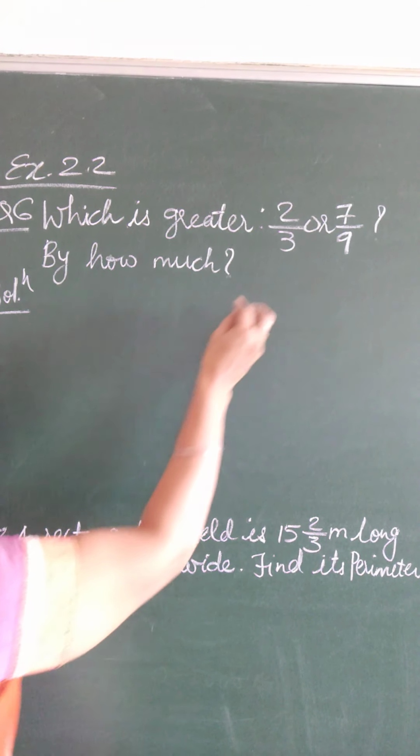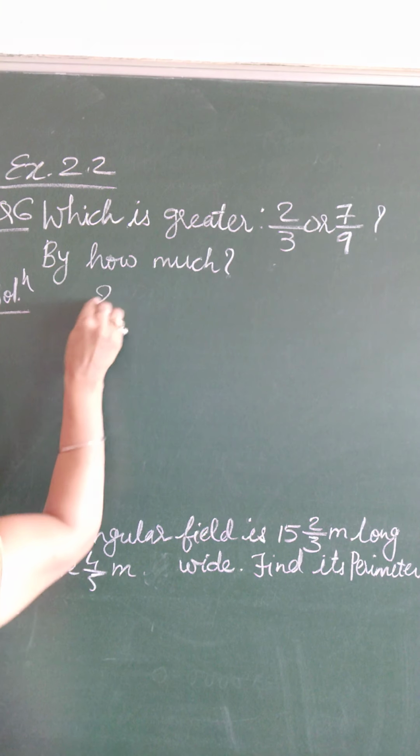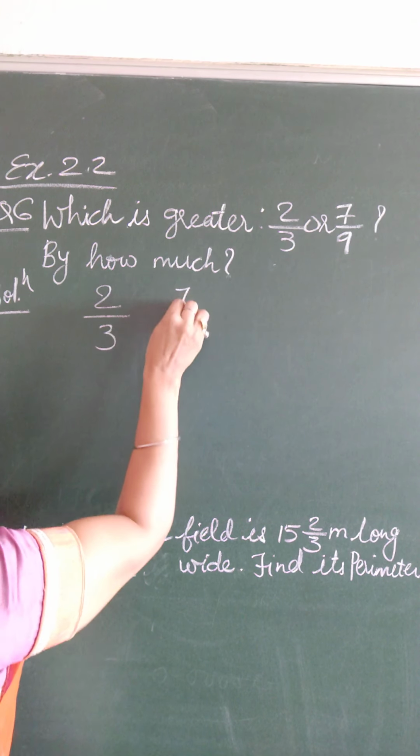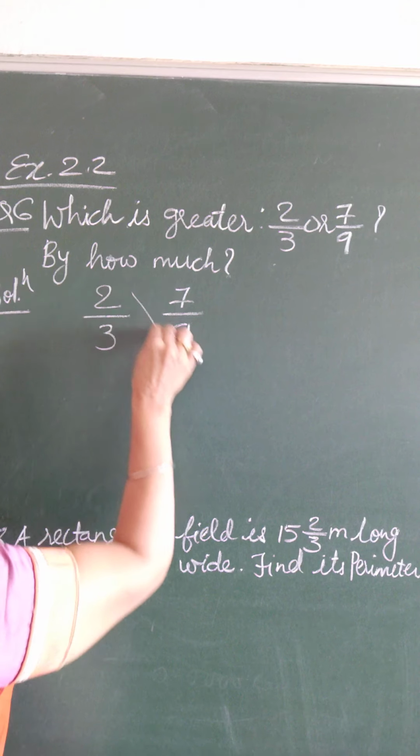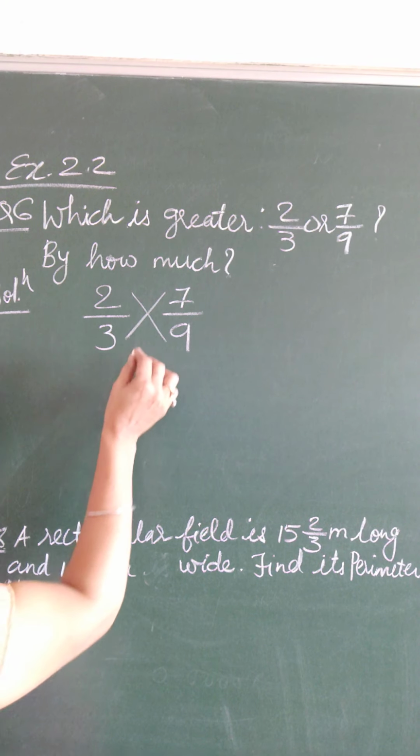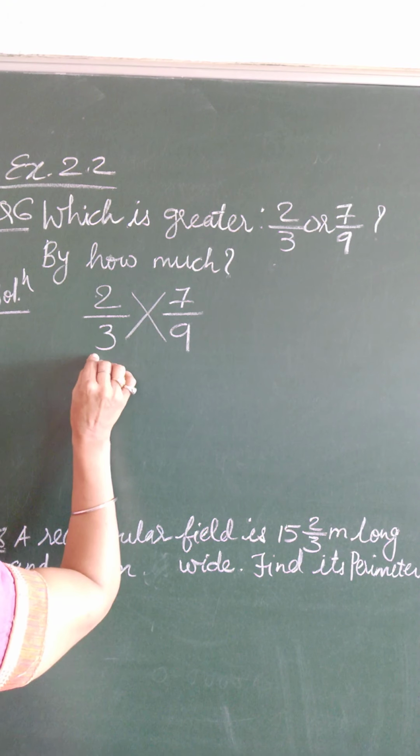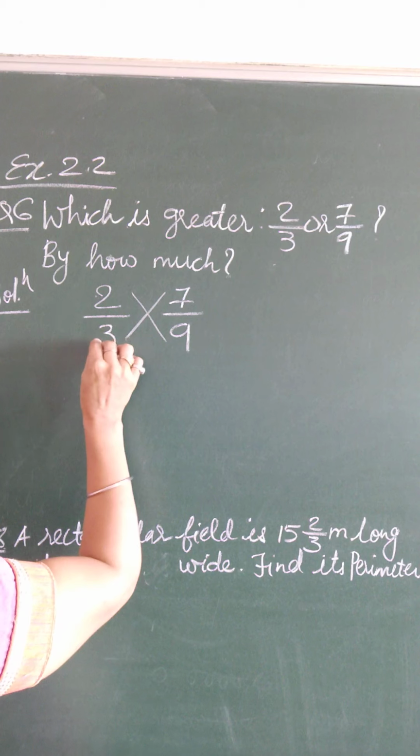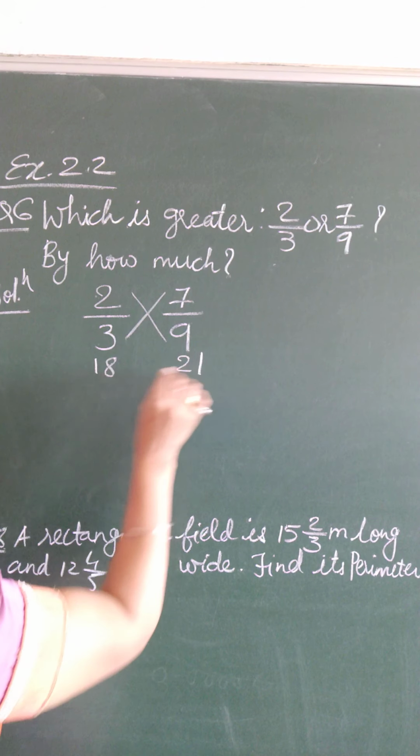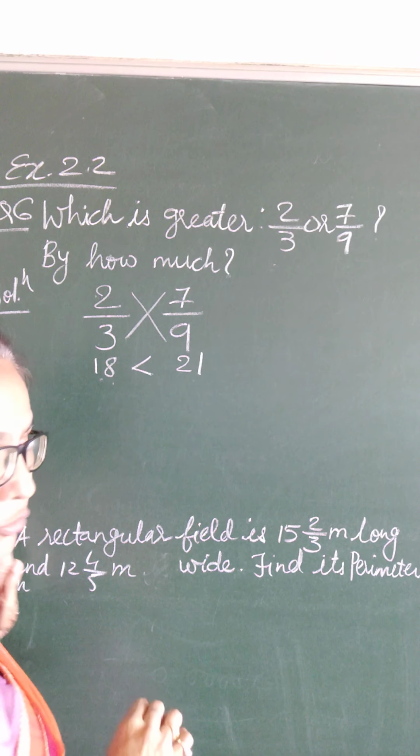So to find which fraction is greater, 2 by 3 or 7 by 9, a very easy method is what? We use cross multiplication. Now just use cross multiplication. First you have to multiply 2 with 9. It will be what? 2 9s are 18. Now here 3 7s are 21. Now you can see that this 18 is less than 21.